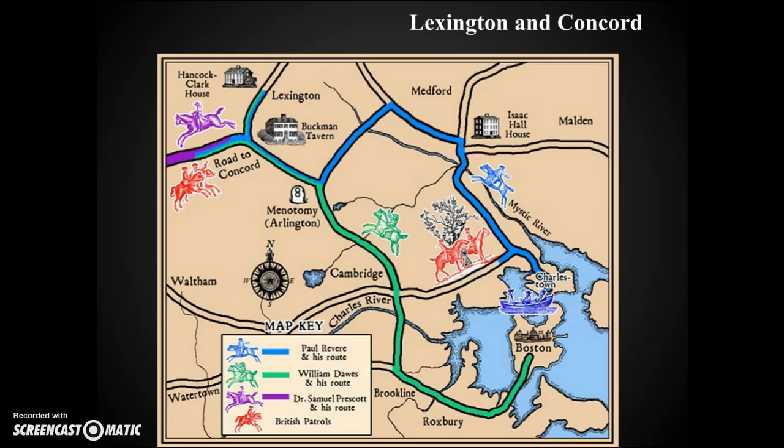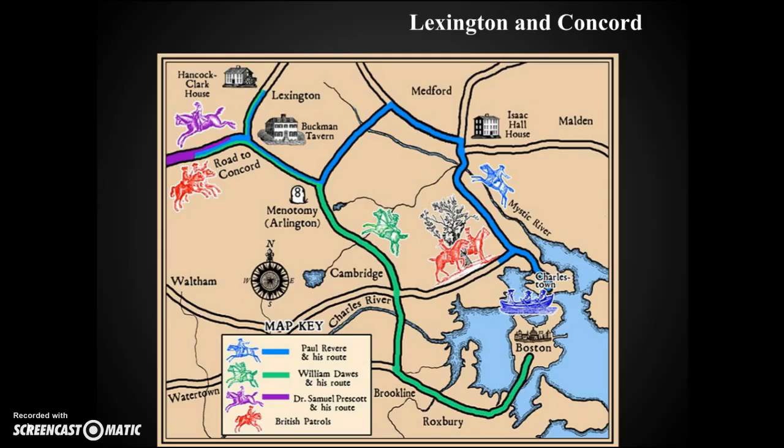And this is where the term one if by land, two if by sea comes from. There was actually a church where they would have posted either one lantern or two lanterns to tell whether the British were traveling by sea or by land. One lantern meant land, two lanterns meant by sea. That's where you get the statement, one if by land, two if by sea.